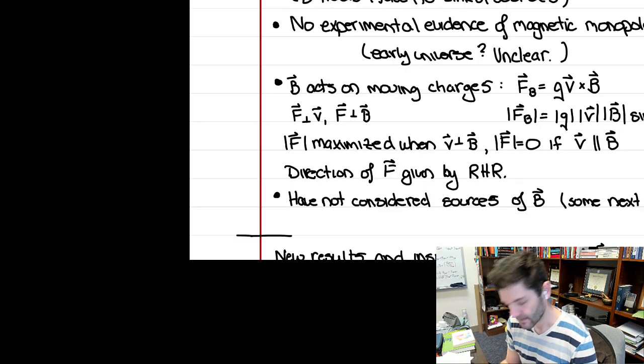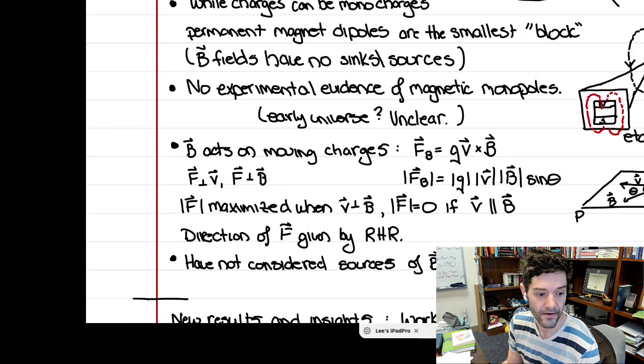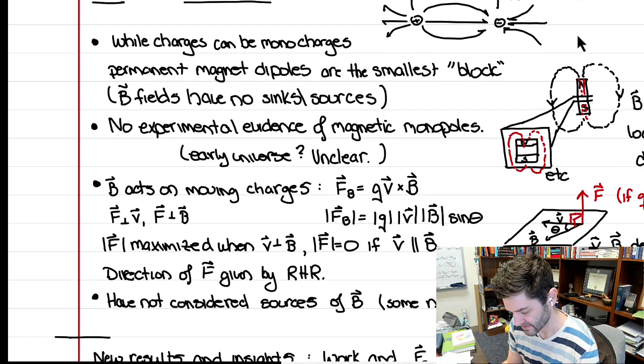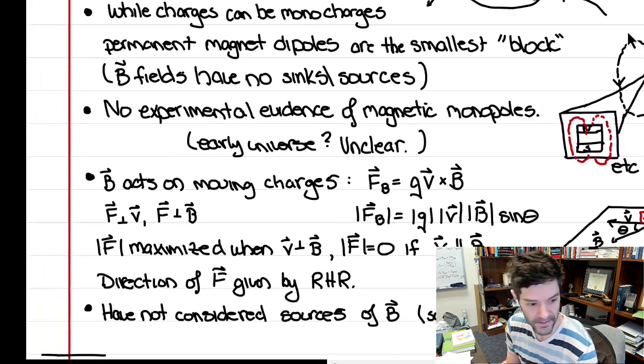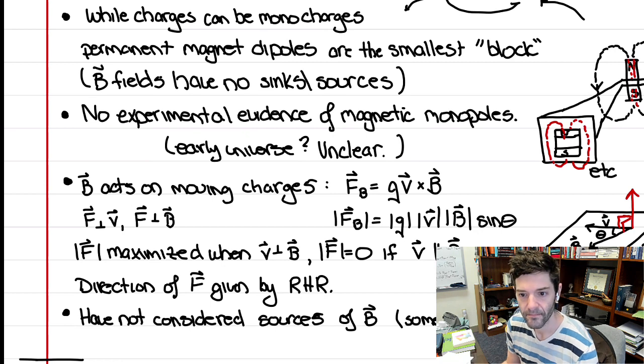And then similarly for negative charges, you can think of them kind of as sinks, where electric field lines go into and disappear. You don't get that for magnetic fields.